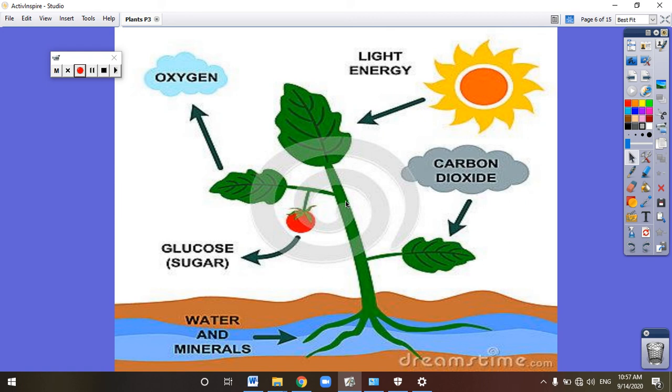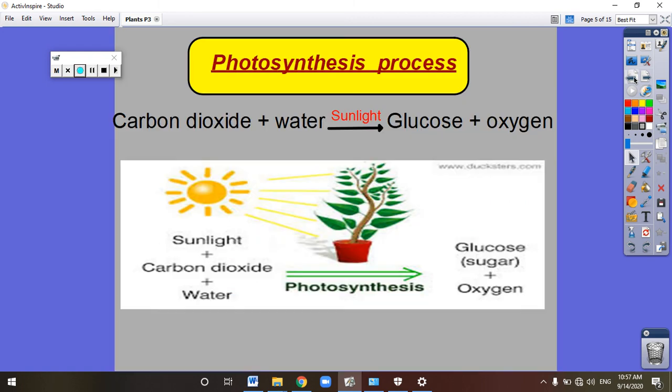by the photosynthesis process. Okay, when the plant does photosynthesis, it produces what? It produces glucose. Do you remember what glucose is? It's the food of the plant. Okay, so the plant takes carbon dioxide, water and sunlight to produce glucose and oxygen gas. The plant produces oxygen gas to the air and we take the oxygen gas to breathe.